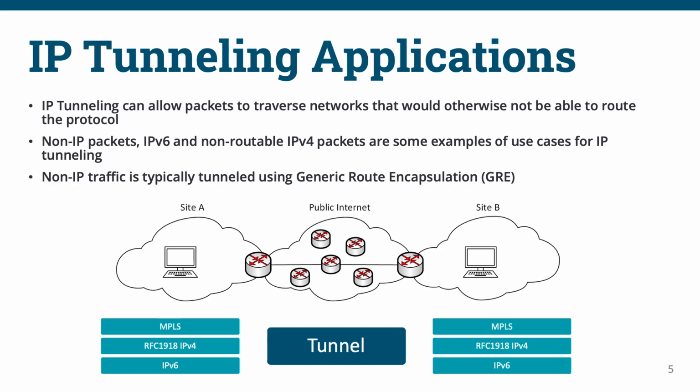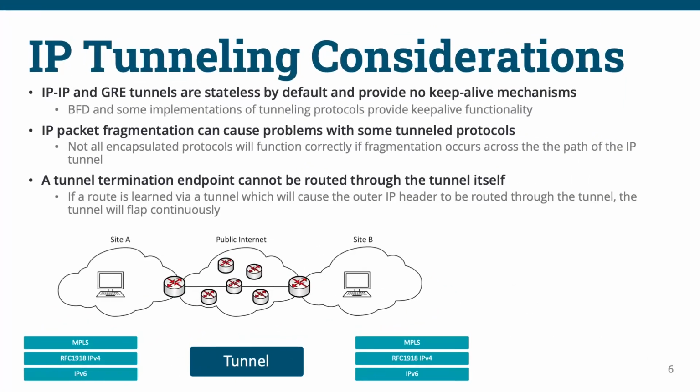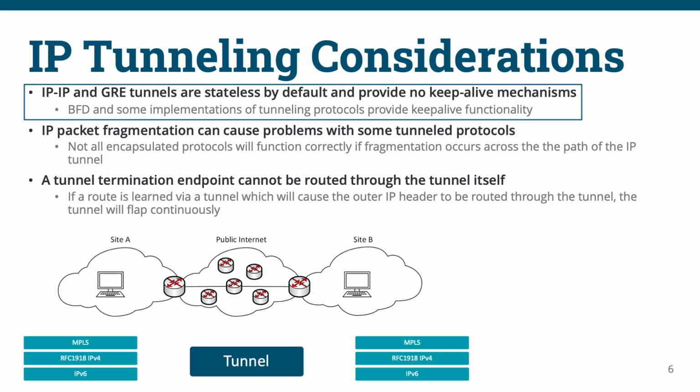Let's move on now to some of the considerations that one should make when implementing IP or GRE tunnels. First up, it's important to note that by default, IP-in-IP and GRE tunnels are stateless. This means once you configure them, they will start encapsulating and sending off traffic. They do not know nor care whether the other end of the tunnel is active or alive. As long as the local device has a route towards the destination of the tunnel, then it will be in an up state and sending encapsulated traffic.